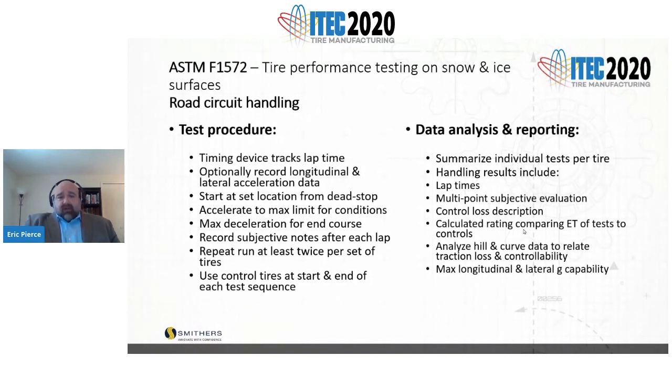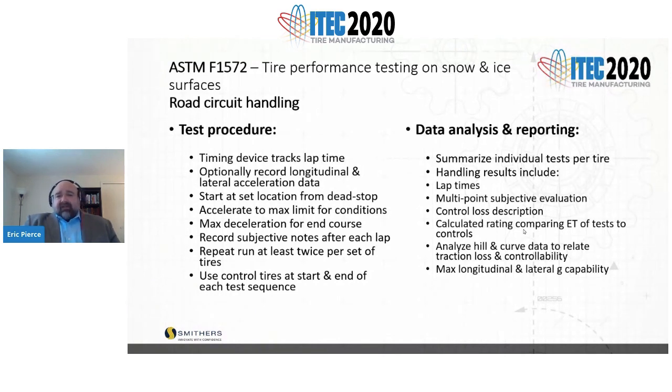For each particular lap, you want to record subjective notes on the handling of the vehicle. You get at least 2 runs in per set of tires. Very important to note is that every test sequence needs to begin and end with a control tire. Typically, these tests allow for 2 to 3 test tires in between control tires. So, for instance, we have control 1, test 2, an optional test 3, and then back to a control 2.